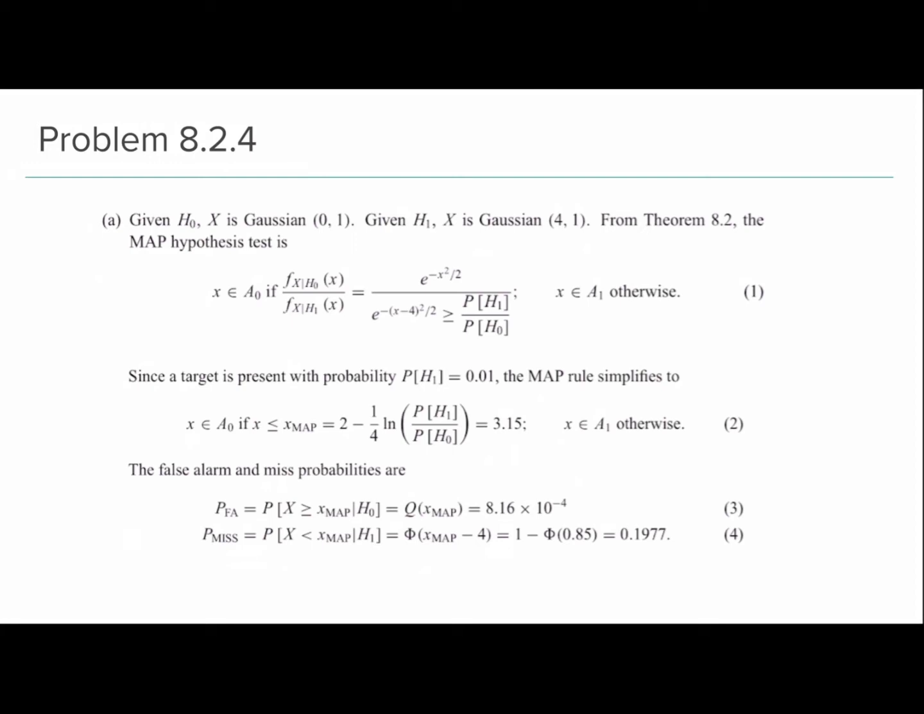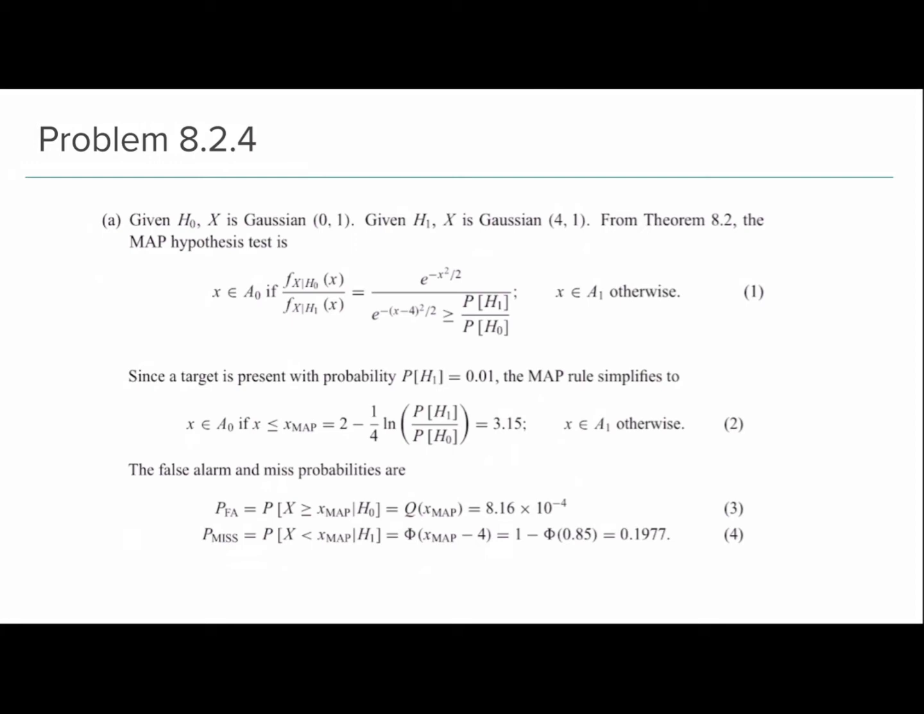Simplifying the term on the left hand side, we get e raised to the power ((x minus 4) whole squared minus x squared) by 2. This is a squared minus b squared, so that will become e raised to the power minus 4 times (x minus 2) is greater than or equal to P of h1 divided by P of h naught.